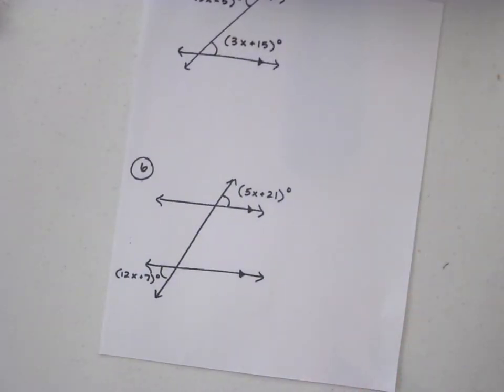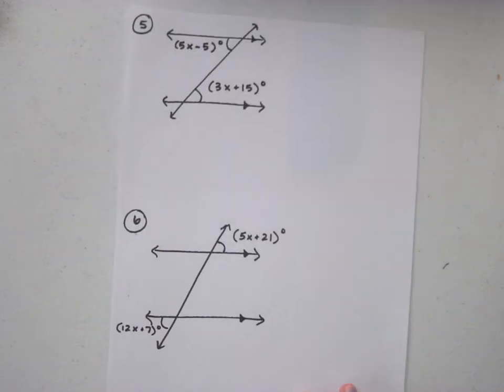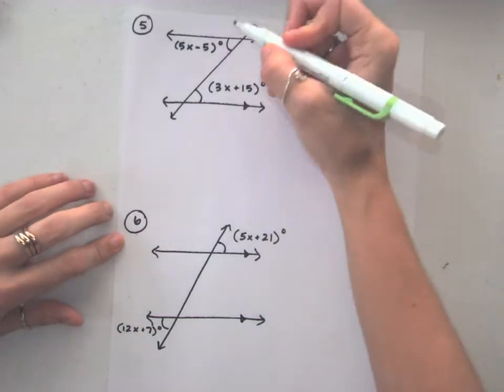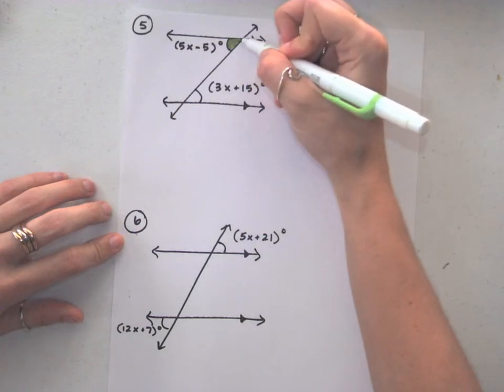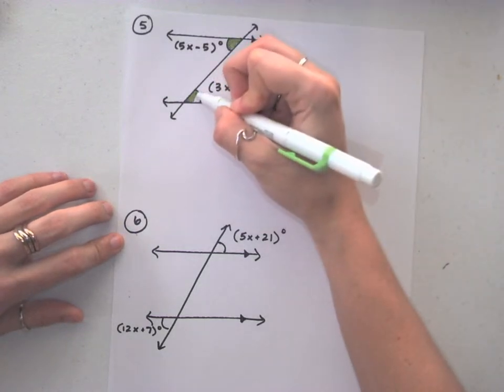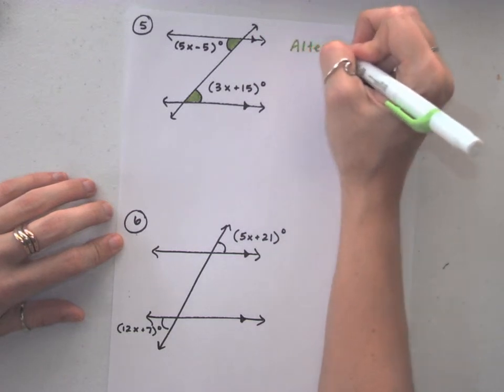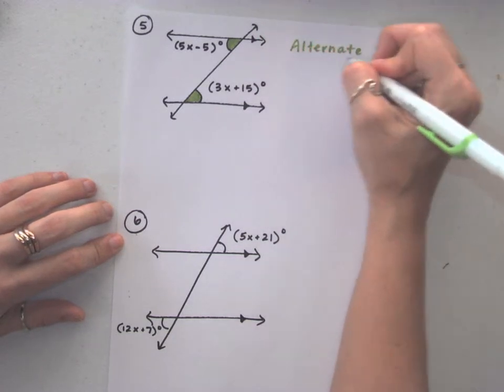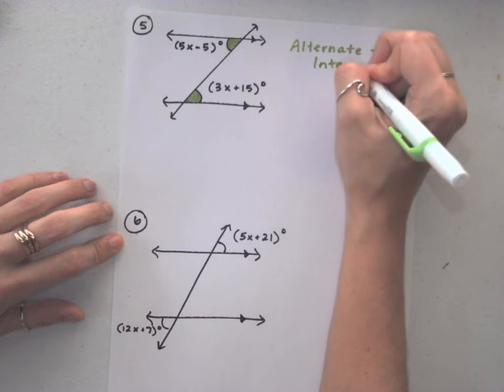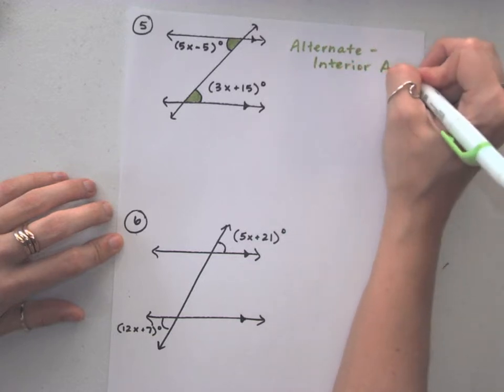Now we're going to look at 2 other examples that are not corresponding angles. So we need to identify these first. Let's look at number 5. So here we have angles that are in between the parallel lines on opposite sides of the transversal. This means that they are alternate interior angles. And we know that alternate interior angles are always congruent.